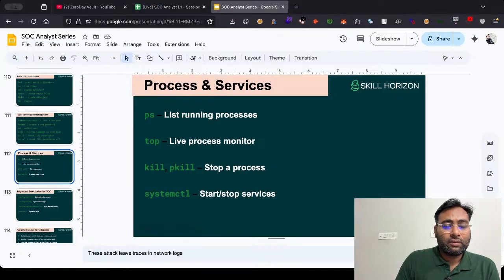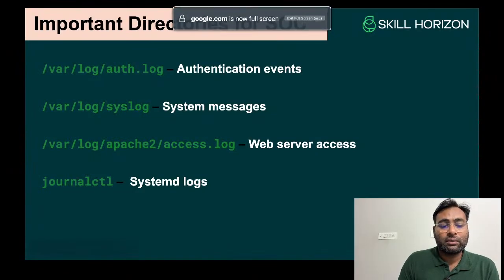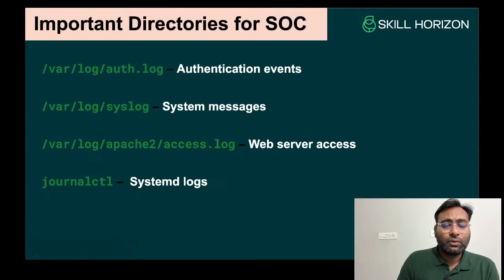And after that, we have some commands or some important directories for your SOC. I listed a few, but there are more which you can read about. I will attach a document in your resource drive. You can check that out. These are some important directories. The path structure of the file is /var/log/auth.log. In this particular log file, all the authentication events will be stored.